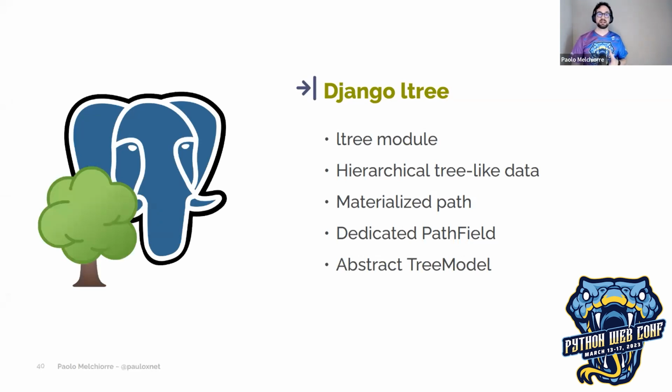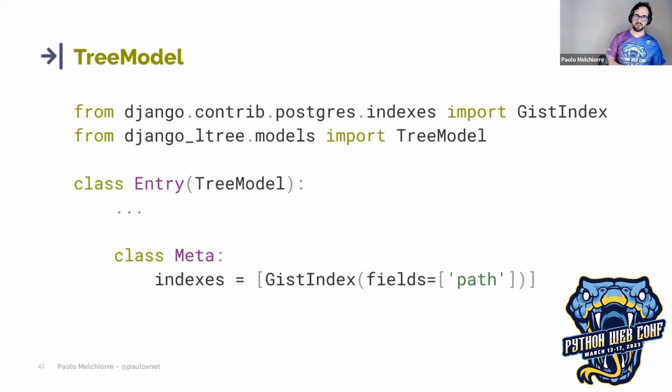Django ltree is a tree extension to support hierarchical tree-like data in Django models using the native Postgres extension named ltree. It's a simpler and faster alternative to implement materialized paths compared to more used Django packages. The package has a path field and an abstract tree model. To add tree-like hierarchy to the entry model, we add a path field and inherit from the tree model, which are provided directly by Django ltree.